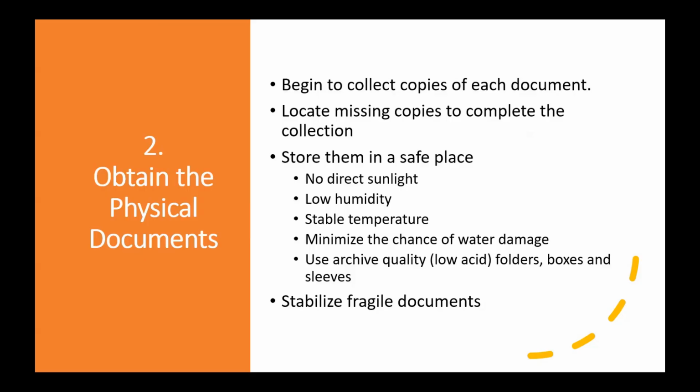And you also want to start putting them in archive quality folders, boxes, and sleeves. These are containers that have low acid and will help reduce the possibility that the folders or the boxes are going to further deteriorate your documents. This is also a good time to start stabilizing fragile documents. If you've got some old things that are starting to crumble a bit, put them in those plastic sleeves to protect them and preserve them. If your documents have bindings coming undone, start addressing those issues as you identify them.